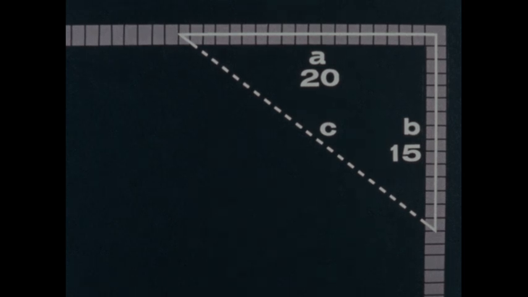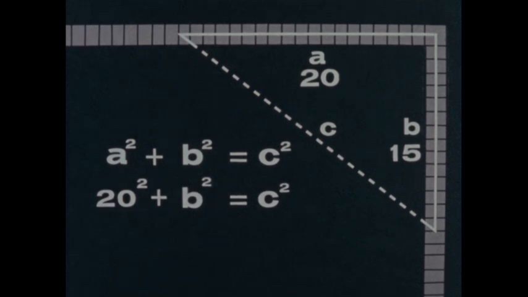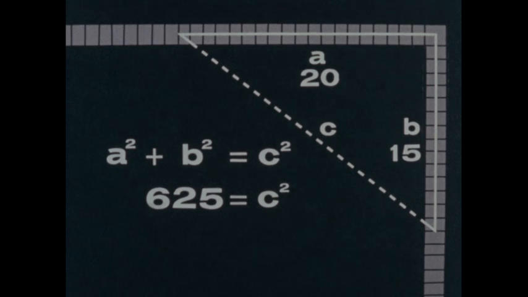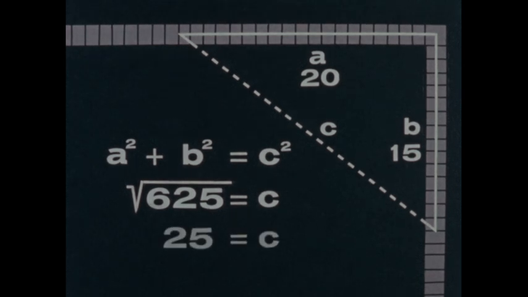Our formula for calculating any one of these distances, when the other two are known, is A squared plus B squared equals C squared. Side A measures 20 units. 20 squared is 400. Side B measures 15 units. 15 squared is 225. The sum of these two squares is 625. When we take the square root of 625, we find it is 25. 25 sections of sidewalk is the length of side C.